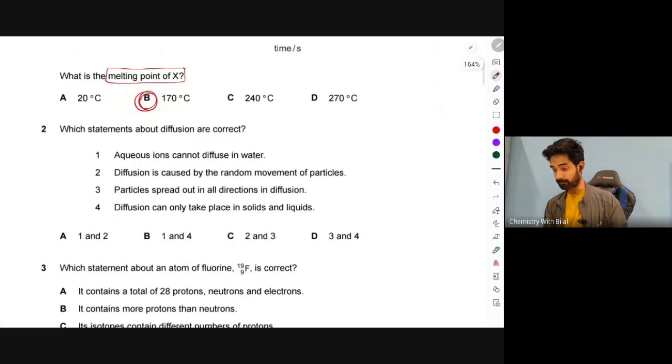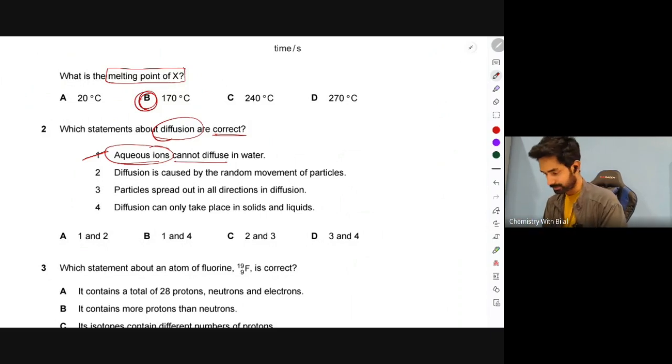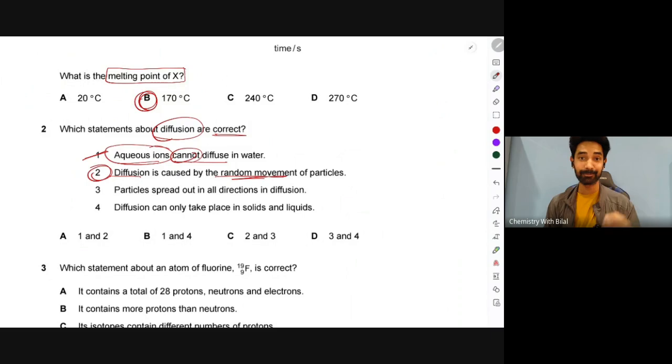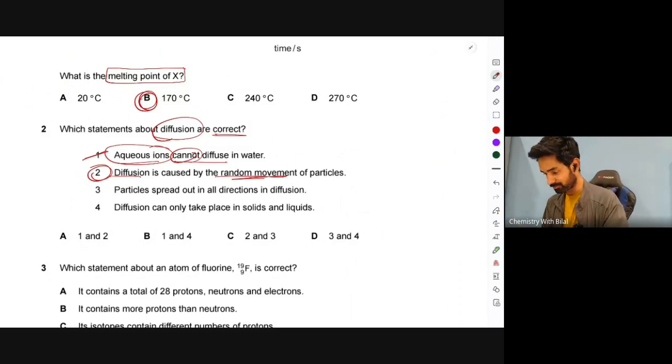Which statement about diffusion, the random movement of the particles from high concentration to low concentration? Okay. We are looking for the correct statement. Aqueous ions cannot diffuse in water. We know aqueous ions are those ions which are free to move in water, so they can diffuse. The statement says cannot, so this is an incorrect statement. Diffusion is caused by the random movement. This is correct. I just said diffusion is the random movement of the particles from high concentration to low concentration.